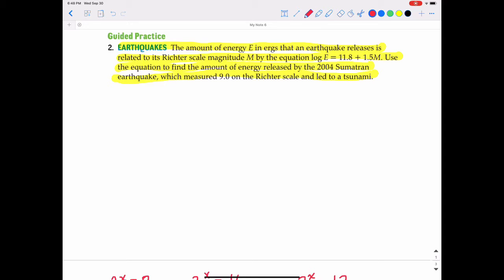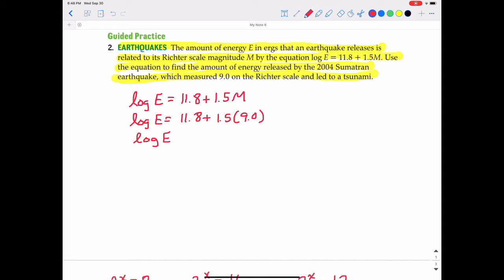So we've got our equation. We have log, and again, it is a base 10 because earthquakes are also in a base 10 system. Every magnitude is 10 times stronger than the previous magnitude. So log E equals 11.8 plus 1.5M. We're trying to figure out the amount of energy E, so that's what we're solving for. We know we have a magnitude of 9.0, so I will replace the M with 9.0. It's going to be plus 1.5 times 9.0. 1.5 times 9.0 is 13.5, plus 11.8, that will be 25.3.